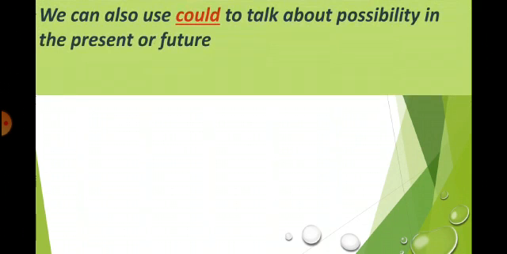We can also use could to talk about possibility in the present or future. It is less strong than might or may. I could come round this evening. Earlier I told you there is a 50% chance. So here you can say that only 30% chance is there that I could come round this evening. The person is also not sure, so could is used here. It can be used for present or future tense.